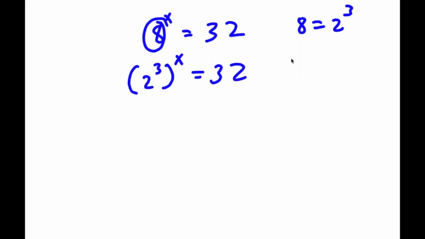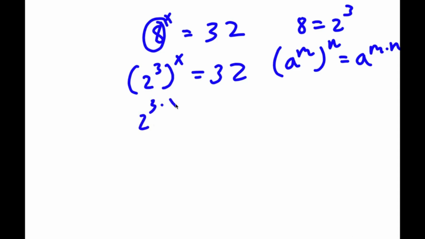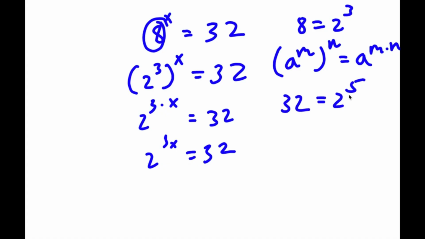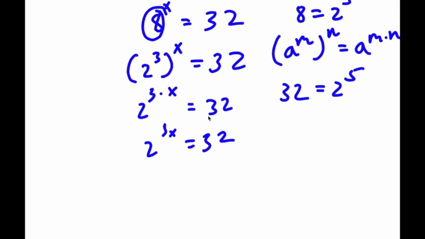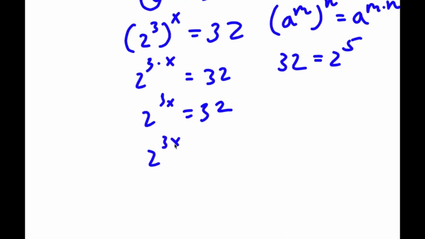Now if I have something in the form a to the power of m to the power of n, this is equal to a to the power of m times n. So 2 to the power of 3 to the power of x is going to equal 2 to the power of 3 times x. 3 times x is 3x, so I have 2 to the power of 3x is equal to 32. Now 32 is the same thing as 2 to the power of 5. So now I can replace 32 with 2 to the power of 5. So now I have 2 to the power of 3x is equal to 2 to the power of 5.